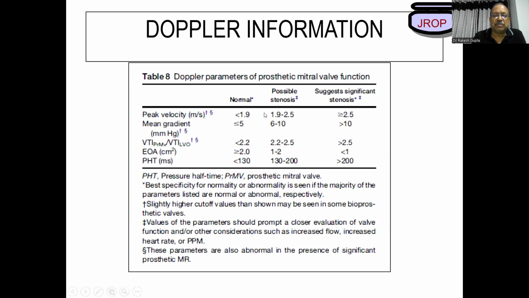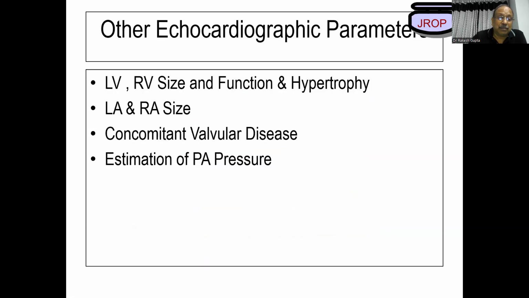Look, this is the information for prosthetic valves. We look at peak velocity, mean gradient, velocity time integral of the prosthetic valve versus velocity time integral of the LVOT, effective orifice area, and pressure half time. So these are the values which we look at in this subset of populations. And most important, when we are done with the valve, I'll show you and try to compare what exactly we do every time. Another echocardiographic parameter is the chamber quantification. The most important part is the chamber quantification, and any existing or left-behind illness which you can image.